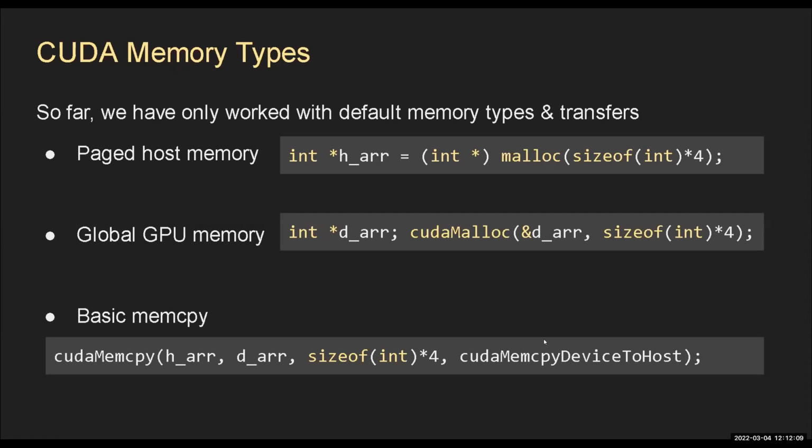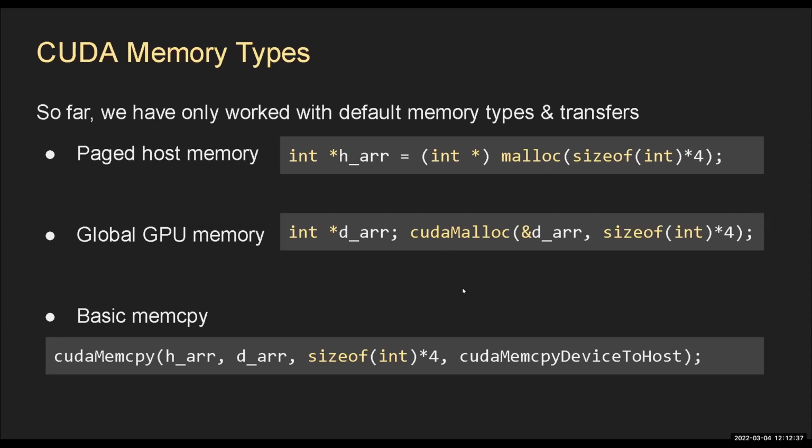Like I said, last time we talked about memory, and there we dealt with the defaults of CUDA memory types. We had our host memory, which we get through malloc, just like you would for a normal C program. We had global GPU memory, which you get with cudaMalloc. And then we had our basic memcpy, which can get things from host to device, device to host, or device to device. And of course, here are little snippets to show what those different things are.